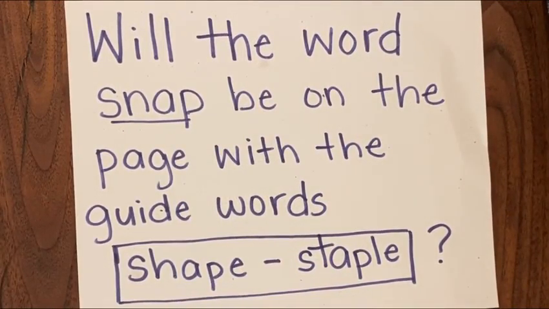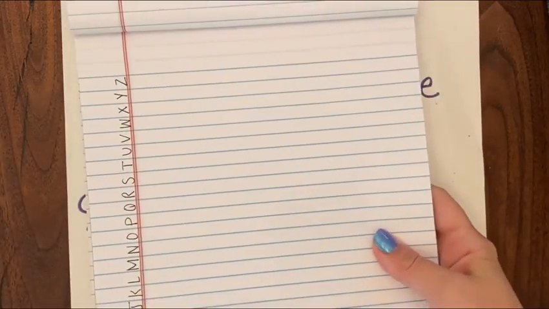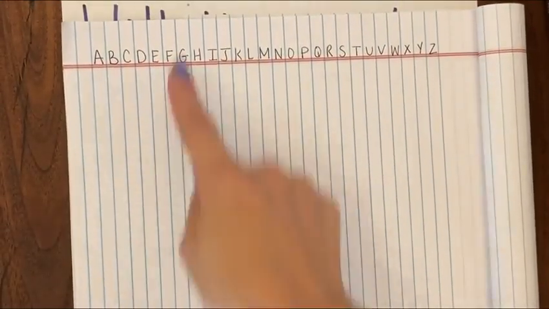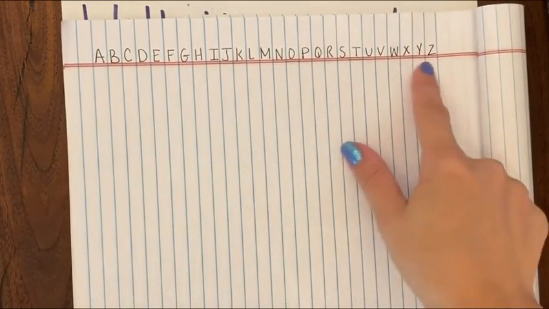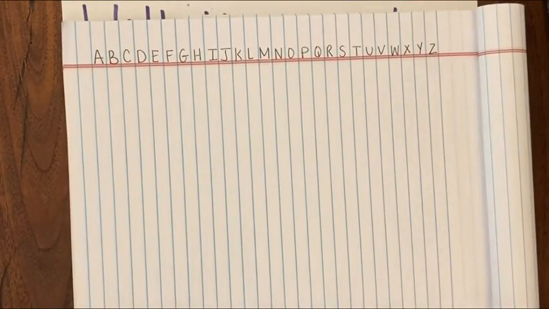So we might be faced with a question like this. Will the word snap be on the page with the guide words shape and staple? So when we're going to figure this type of problem out, the first thing we're going to do is get a piece of notebook paper. And we're not going to have it the way we usually write on paper. We're going to turn it sideways. So our lines are going up and down now. And at the top, you're going to write the alphabet. I went ahead and did that to save us a little bit of time.